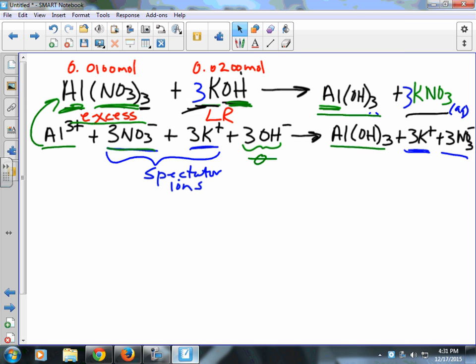So we got to figure that out. That's where the first question asked you how many moles of excess ion is left in the solution. Well, that's because some of it did react, but not all of it. So we're going to have to figure that out. All right, so how many moles of each of these ions did we start with? Let's go ahead and label that.